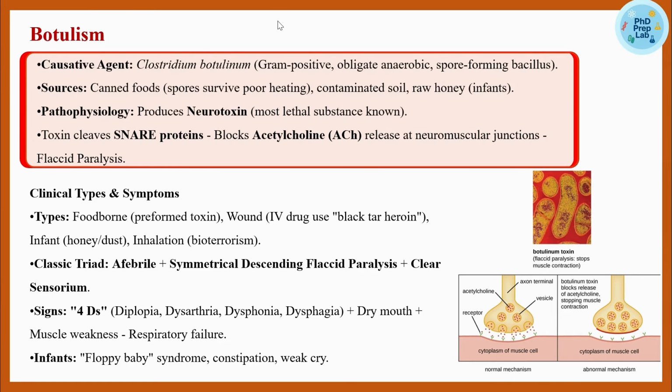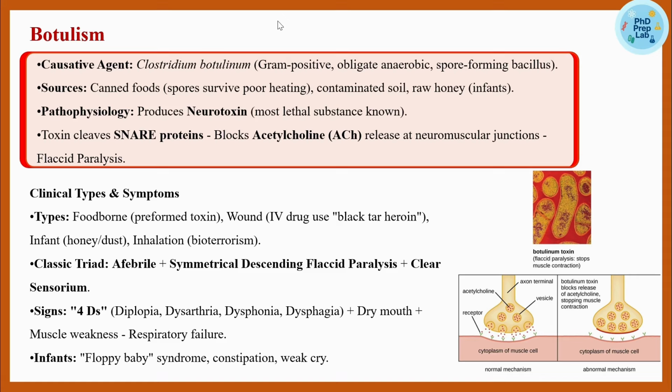The next disease here is botulism, which is caused by Clostridium botulinum, a gram-positive bacteria. You usually get it through poor quality foods like canned foods that did not survive proper heating, or from contaminated soil, or raw honey in the case of infants. It also produces a very lethal neurotoxin, which cleaves the SNARE proteins, which blocks acetylcholine release at the neuromuscular junction, which causes flaccid paralysis.